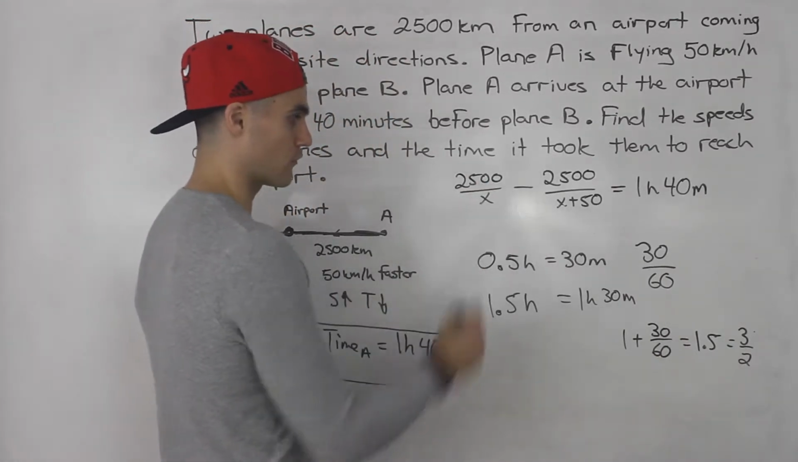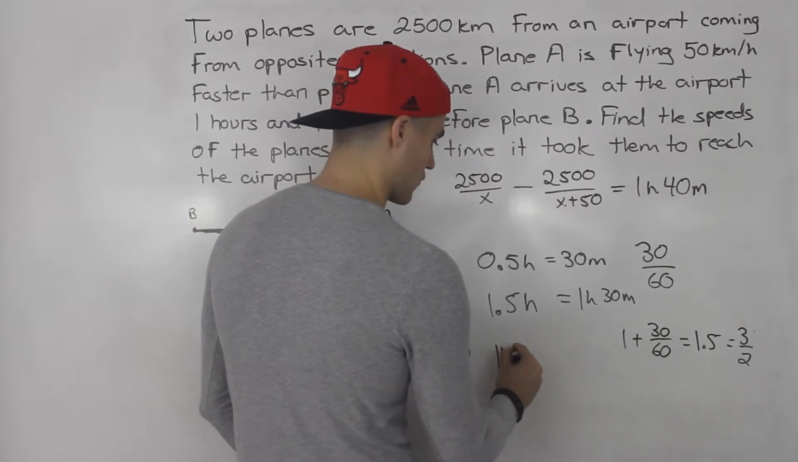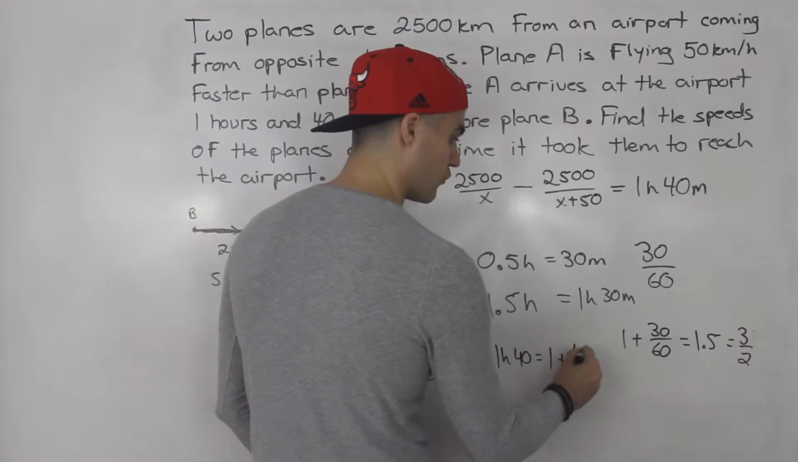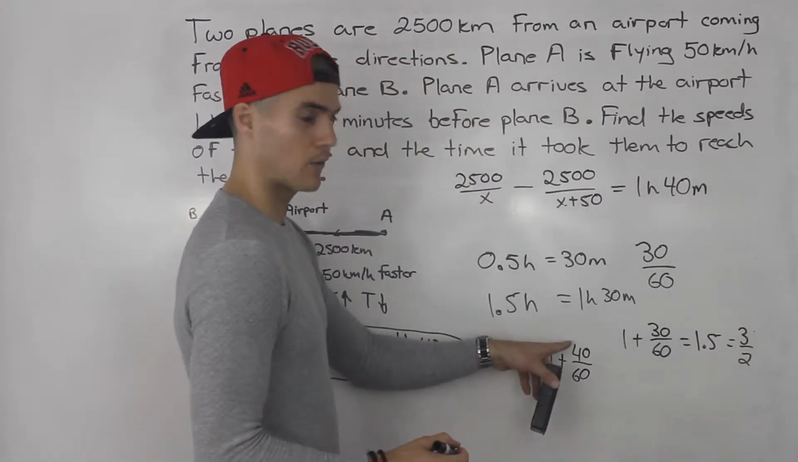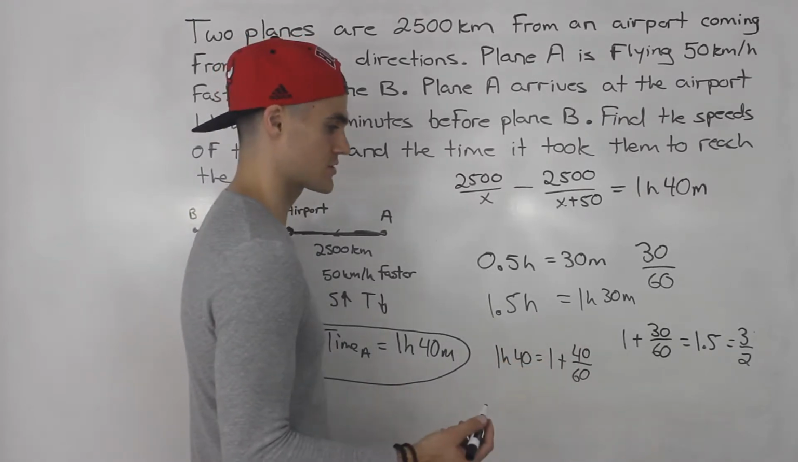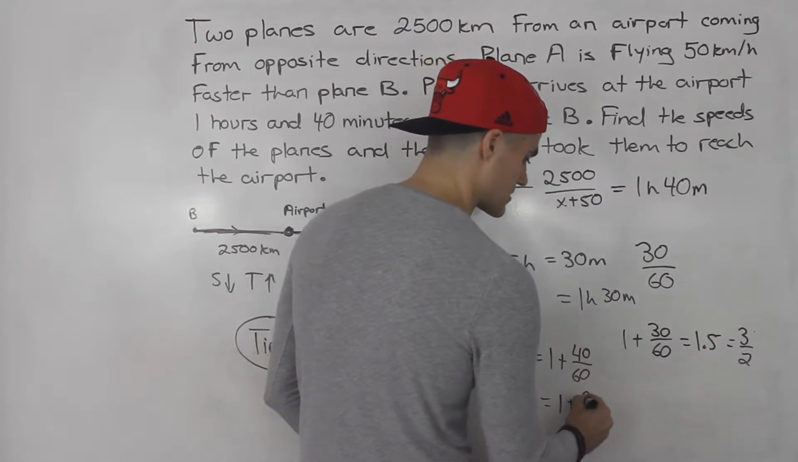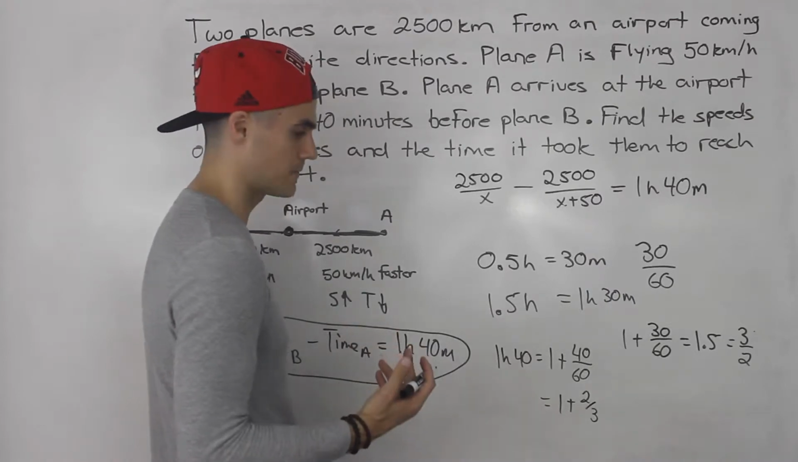So what would 1 hour and 40 minutes be? Well, 1 hour and 40 minutes would be 1 hour, 40 minutes. Let's write it down here. It would be 1 plus 40 minutes over 60 minutes. How much of an hour is 40 minutes of 60? It's 2/3 of an hour. So it's 1 plus 40 over 60. That simplifies to 2/3 if we multiply the numerator and denominator by 20.